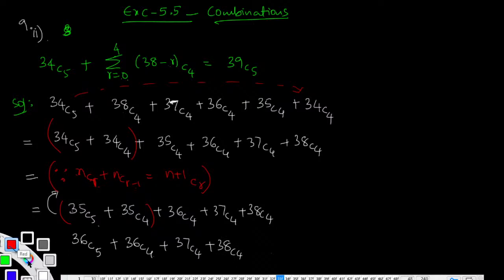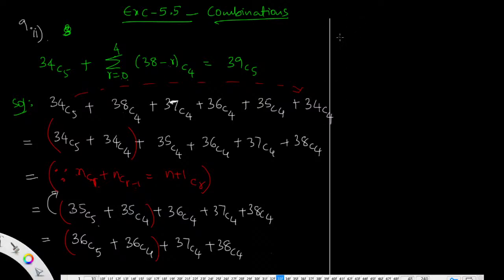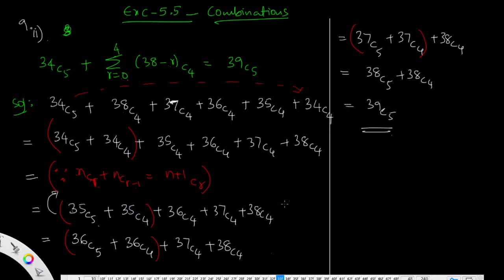Okay, again make a pair, 36C5 and 36C4, then you get 37C5 plus 37C4 and then 38C4. Next make a pair again: 37C5 plus 37C4 equals 38C5 plus 38C4. Then it goes to 39C5. That's all. This is the answer, which is equal to 39C5.